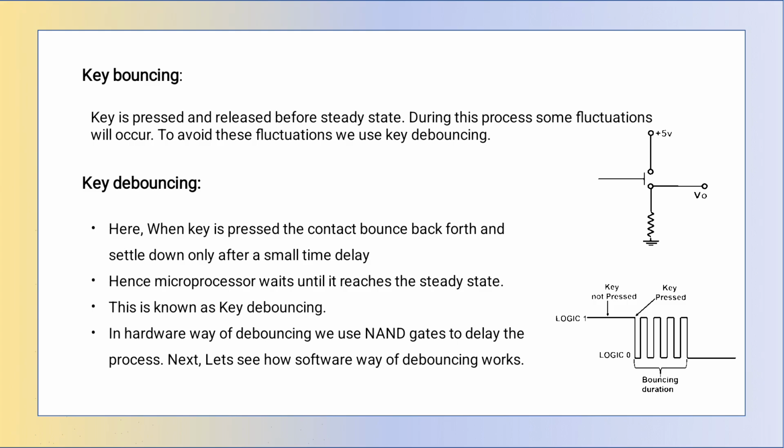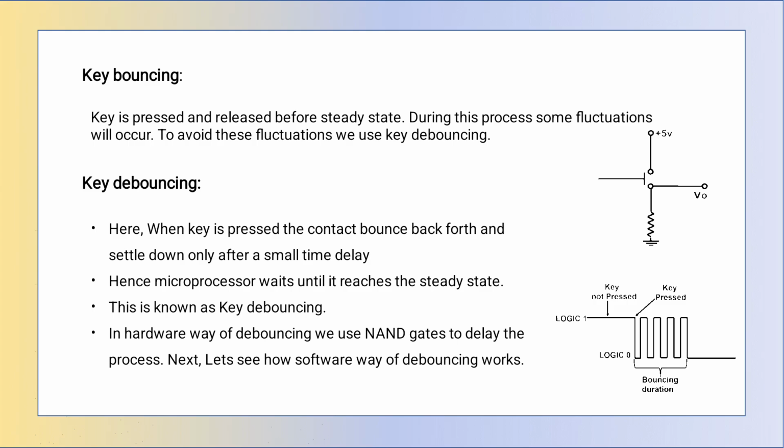Next, key bouncing. Key bouncing consists of a flip flop. The output of the flip flop is logic 1 when the key is at position A, and logic 0 when the key is at position B. So that is key bouncing. If a key is pressed and released before steady state, some fluctuation will occur. To avoid this fluctuation, we use key debouncing.